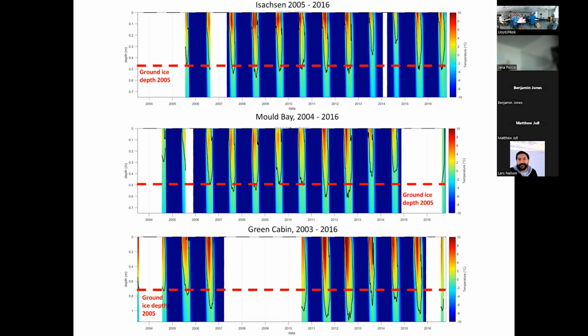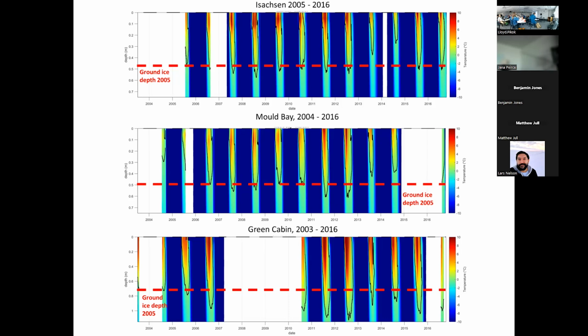And you see that during this very warm period in the 2000s, almost every year, this is the penetration of the summer thaw. This black line is the zero isotherm from this data, meaning how deep the thaw was every summer. And pretty much every summer, we have like 5 to 10 centimeters exceedance of the thaw compared to the original position of the ice wedge.